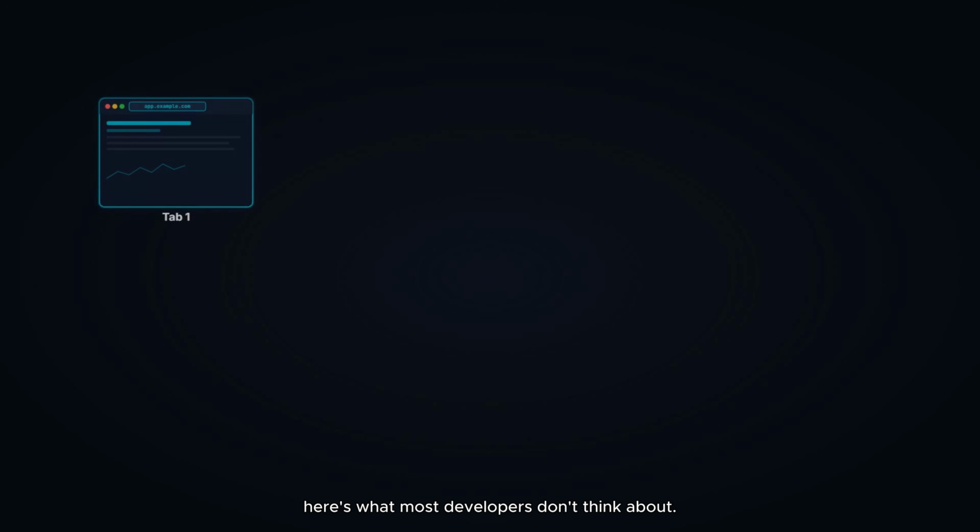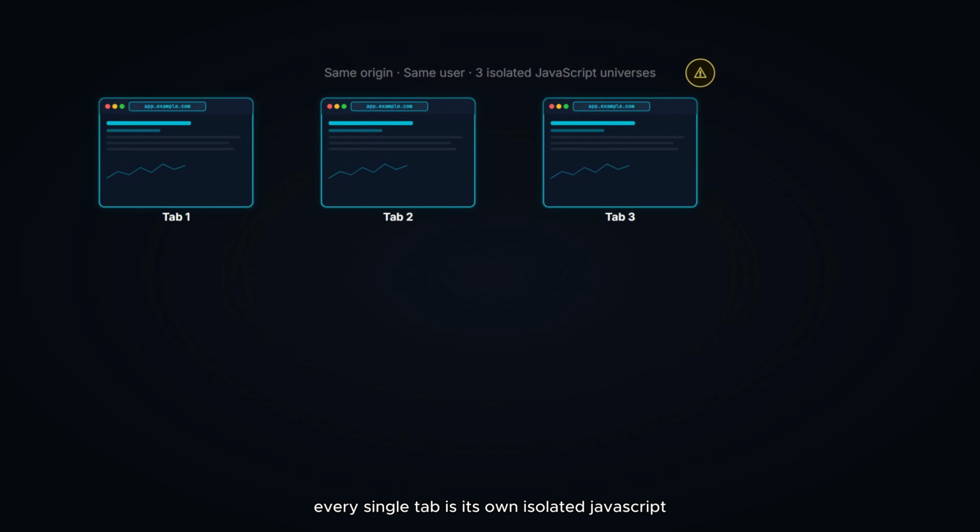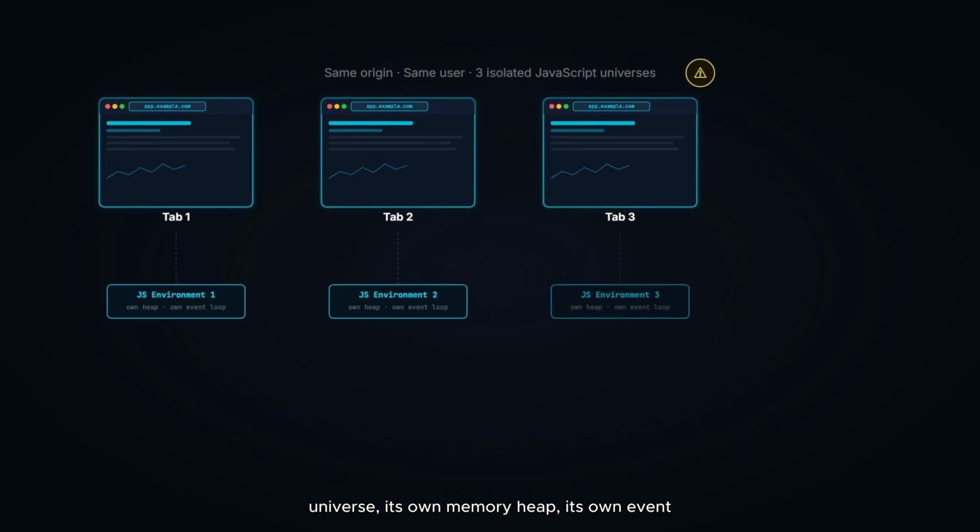Here's what most developers don't think about. Every single tab is its own isolated JavaScript universe, its own memory heap, its own event loop, its own execution context. Tabs are not roommates, they're strangers living in the same city who have never met.